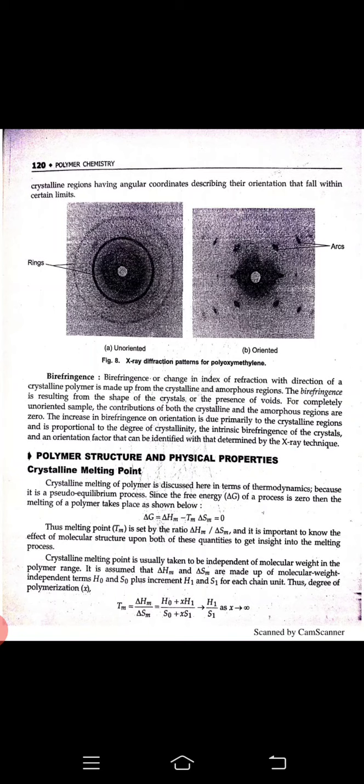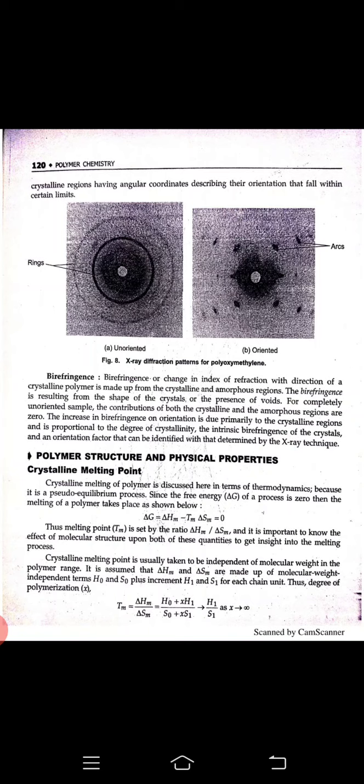Polymer structure and physical properties. Crystalline melting point. The crystalline melting point is discussed here in terms of thermodynamics because it is a pseudo-equilibrium process. Since the free energy change delta G of the process is zero at melting, we know that delta G is also delta H minus T delta S, equal to 0.